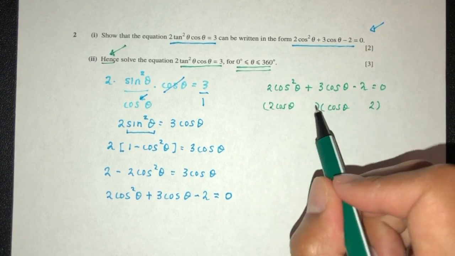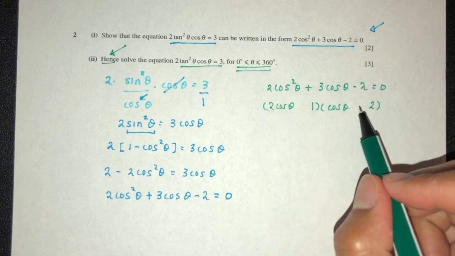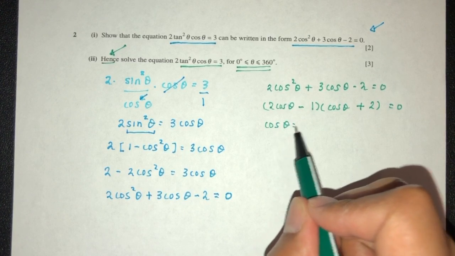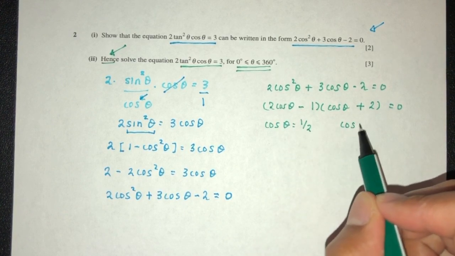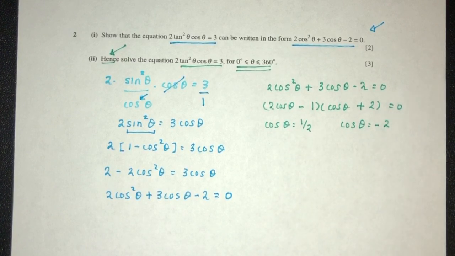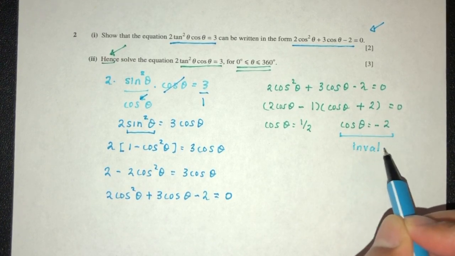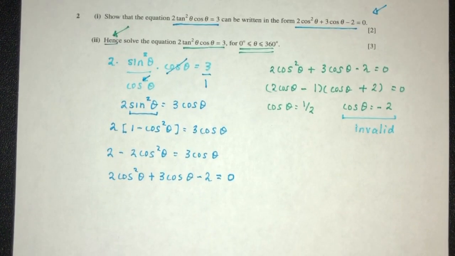2 is 2 times 1. To get plus 3, we have to have plus 4 minus 1. Cos theta is 1 over 2. Cos theta is minus 2. Now this one will be invalid because the value of cos theta can only be between the value of minus 1 and 1. This will not be possible.